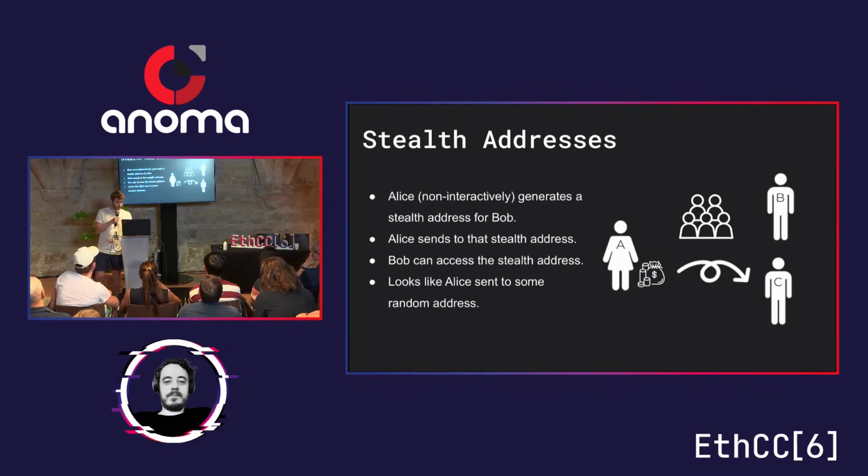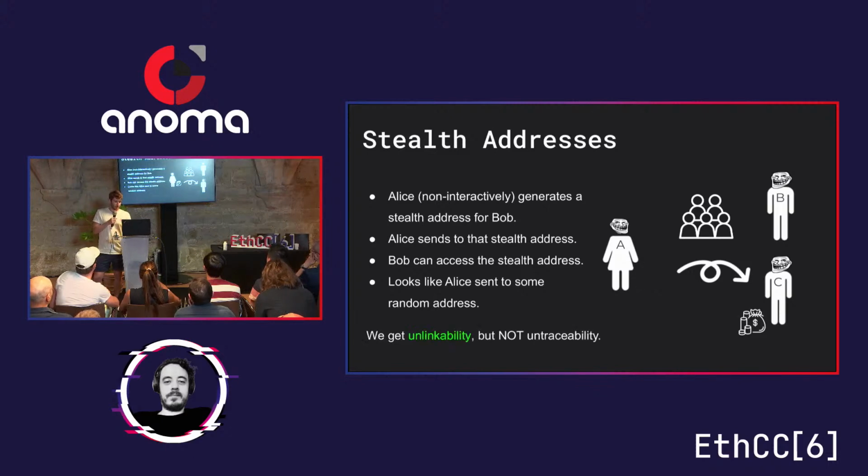So there's no interaction between them, and for everyone else, it will simply look as if Alice just sent the funds to some random address. In the end, what they achieve by doing that is unlinkability. There are two properties, or maybe three, but we will focus on two: untraceability and unlinkability.